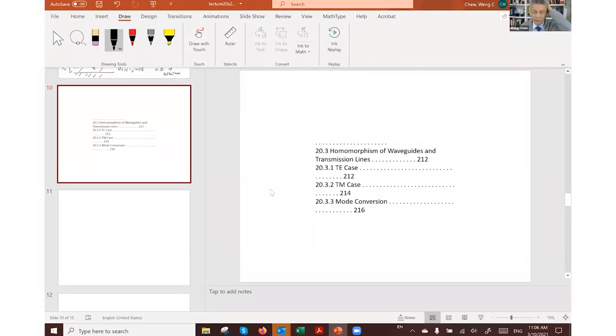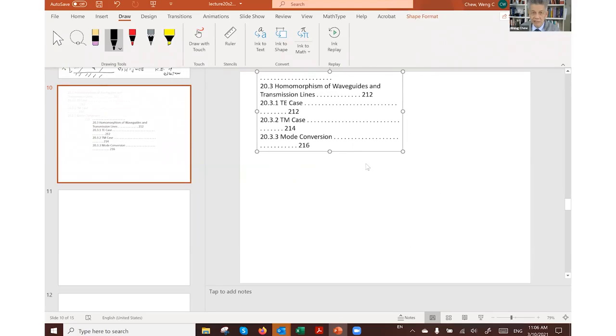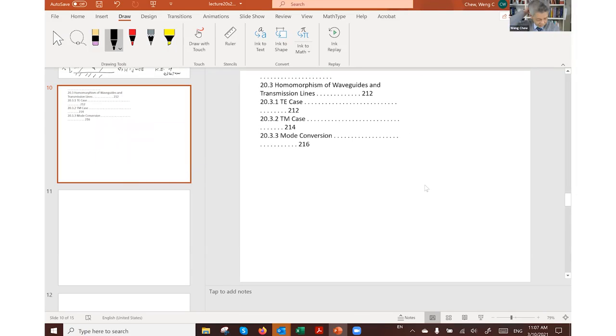So let me talk about the homomorphism of waveguides and transmission lines. Waveguide problems are very complicated and we don't like that, but we can actually find a one-to-one mapping between waveguide problems and transmission line problems. And transmission line problems are very simple and we know how to solve them. You can even solve them with Smith charts.